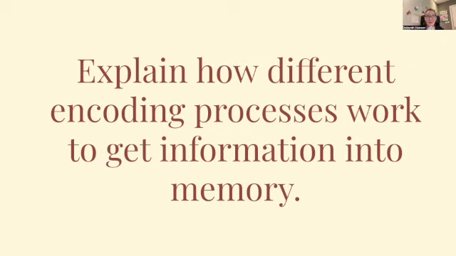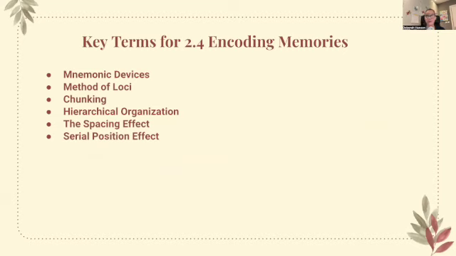Explain how different encoding processes work to get information into memory. So how basically do we encode these memories? Okay, so I'm going to have a few little key terms here. These are actually embedded really well into this particular presentation because that's how we're going to learn what they are, the function and examples. But I'm still going to do a key terms video after this with just, again, definitions and more examples, so they can really understand the words so that you can apply them on the AP exam, okay?